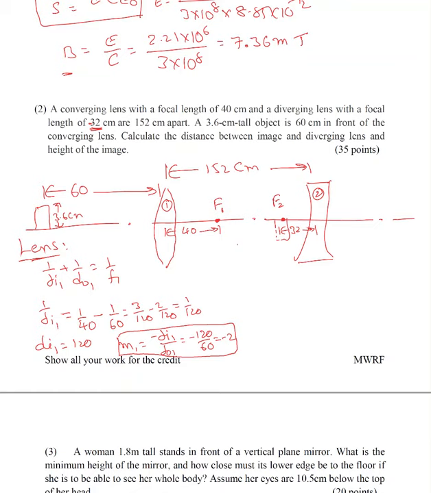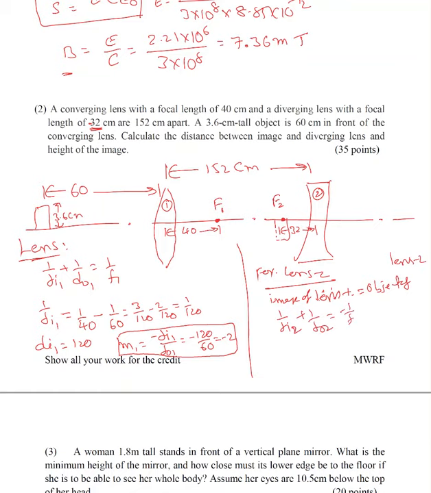Now for lens 2, image of lens 1, not object 1, image of lens 1 equal to object of lens 2. Okay, so now what is the distance here? Distance of image 1, 2 plus distance of object 2 equal to minus 1 over F2. So what is distance of object 2? Distance of object 2 equal to 152 minus 120, because this value is 120, so that must be 32 centimeters.